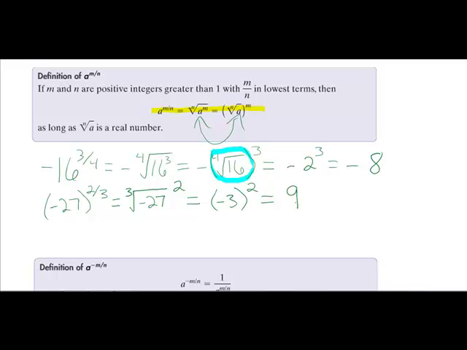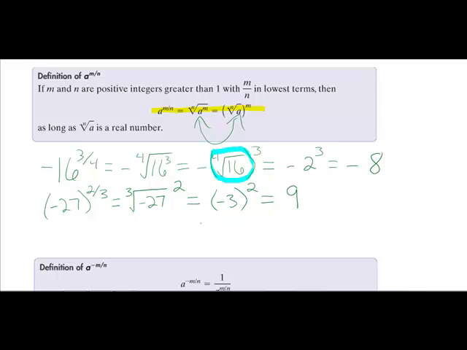So notice a very important difference with that negative sign. In the first example, we had a negative answer. In this example, we have a positive answer. You have to be very careful about those negatives. And notice also in this step right here, I kept the negative 3 in parentheses because whatever we took the cube root of, that whole thing we have to square. So we want to include that negative.